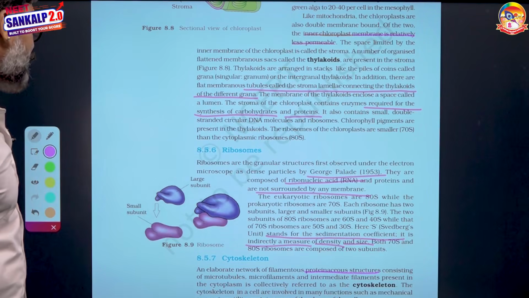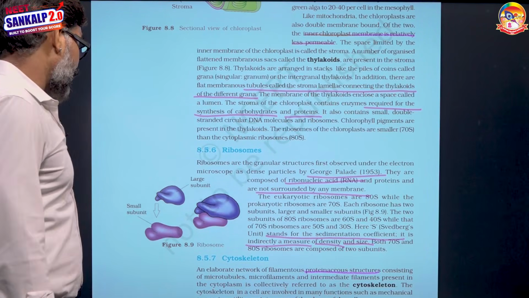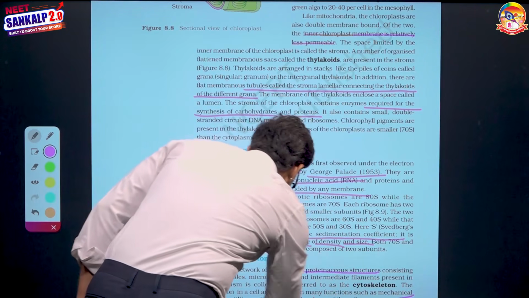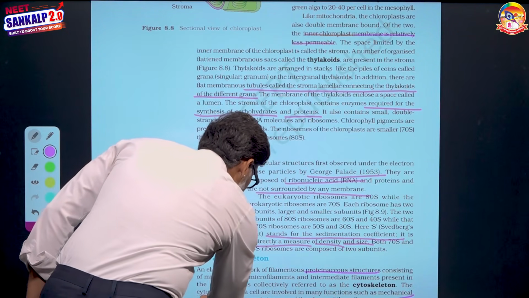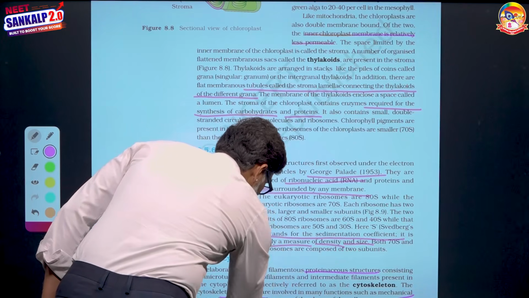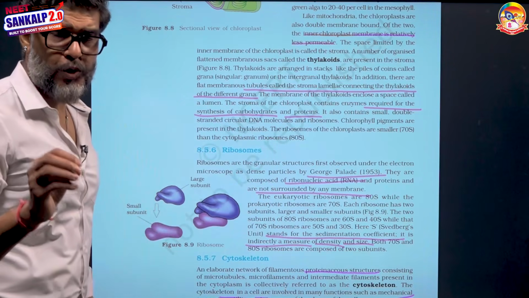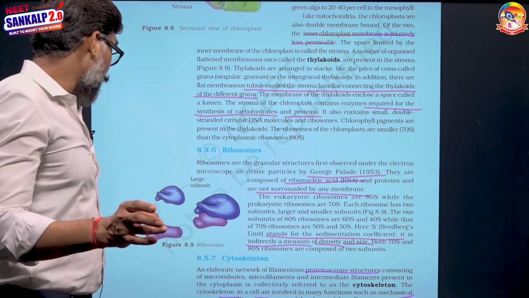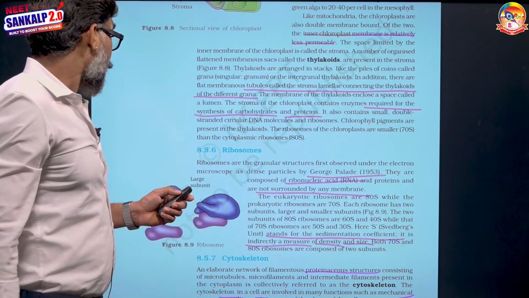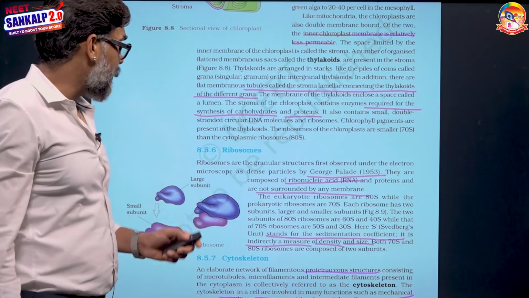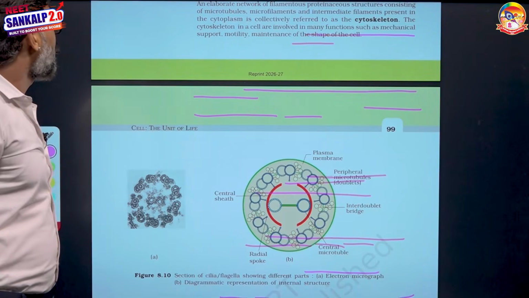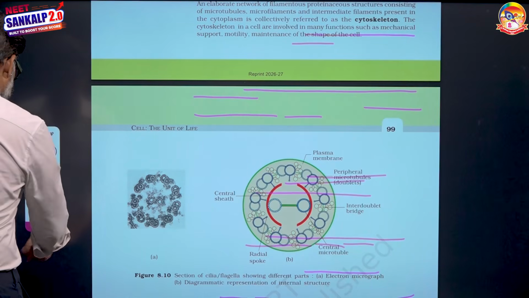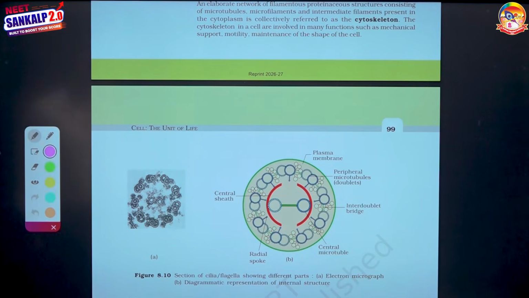What functions are there? The cytoskeleton in a cell is involved in many functions such as mechanical support, motility, and maintenance of the shape of the cell. A very important question in NEET 23 was asked on this already. Mechanical support, motility and maintenance of the shape of the cell are its prime functions. Later on, another structure is shown here, that is cilia and flagella.